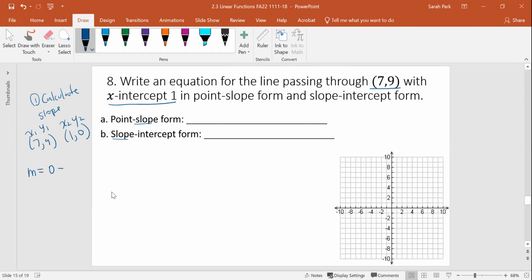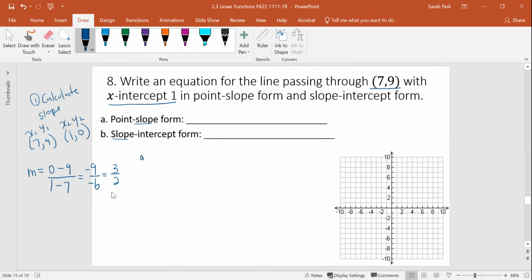So y2 is 0, minus y1 is 9. x2 is 1, minus x1 is 7. So 0 minus 9 is -9, and 1 minus 7 is -6. And -9 over -6 reduces to 3/2. So there's our slope, and so we can put it in point slope form.